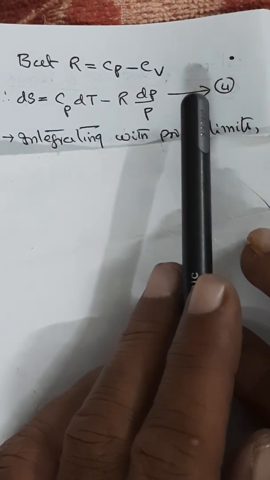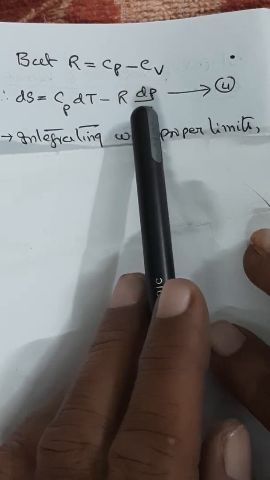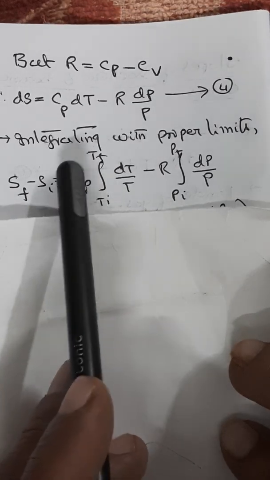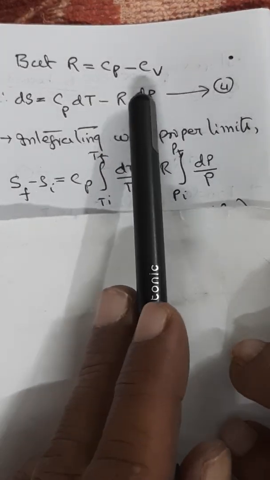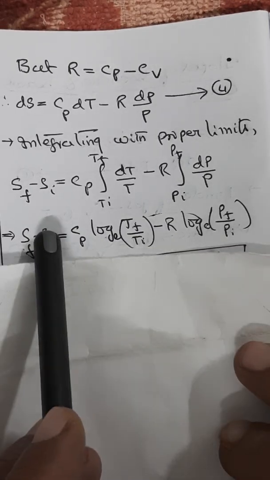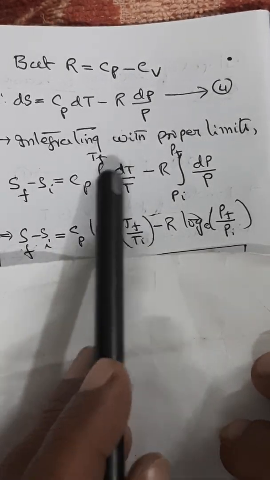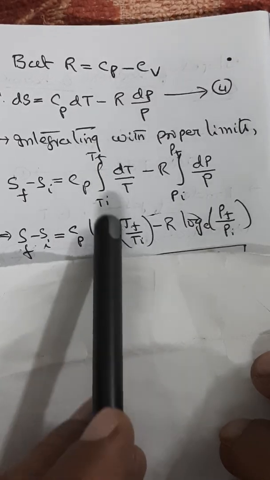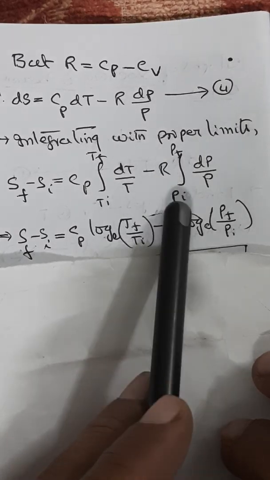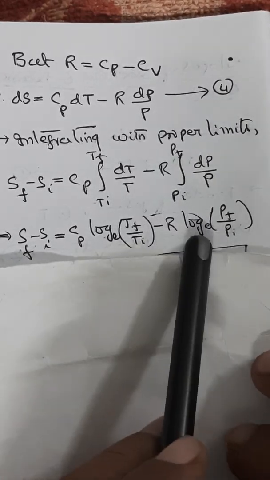Okay. Now integrating this equation within the proper limits, we will get integral dS between I to F, meaning Sf minus Si, equal to Cp into integral Ti to Tf of dT by T minus R into integral Pi to Pf of dP by P. So in terms of logarithms, Sf minus Si equal to Cp into, integral dT by T within the limits, that means log Tf by Ti to the base e, minus R log Pf by Pi to the base e.